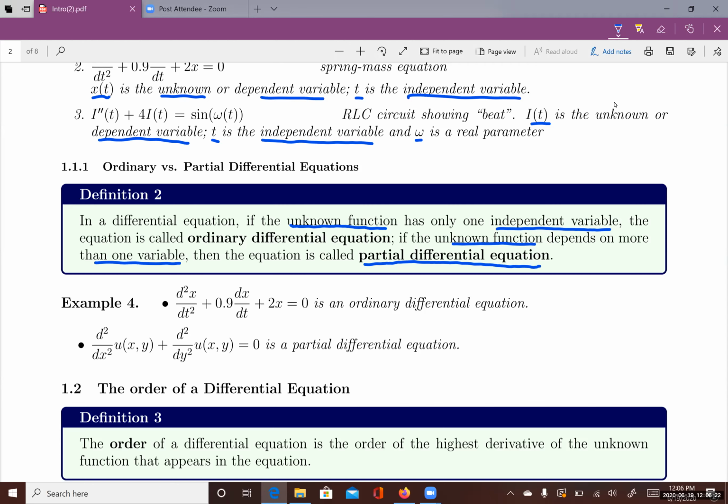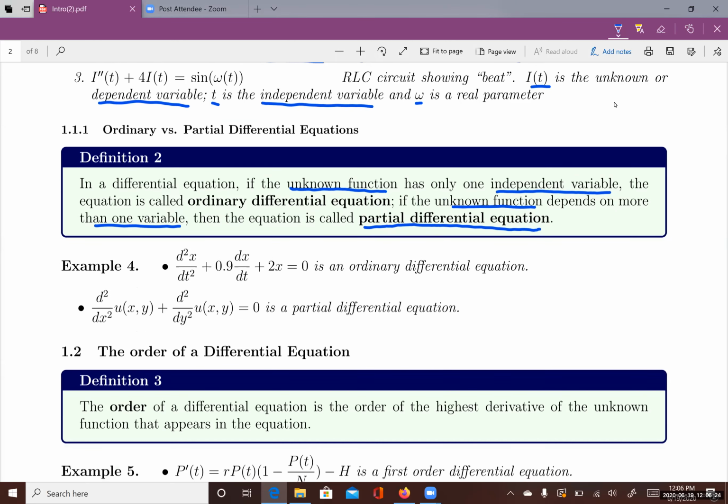All right. For example, this equation here is an ordinary differential equation because the function x of t only depends on t. You only have one independent variable, which is t. And usually people use ODE for ordinary differential equations. So t is the only independent variable.